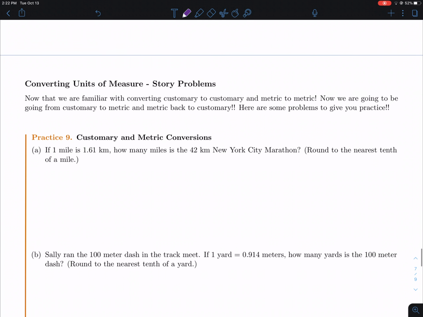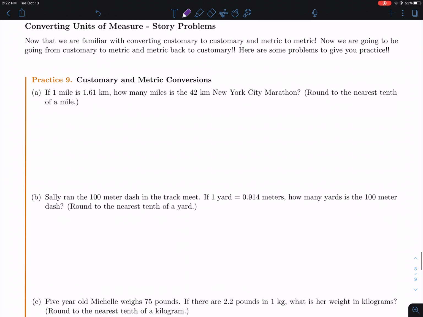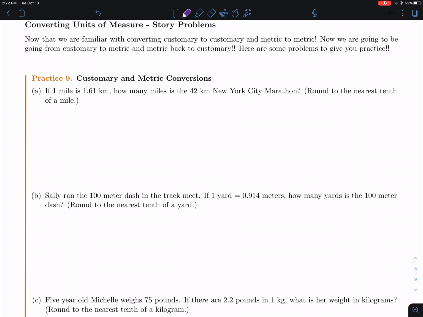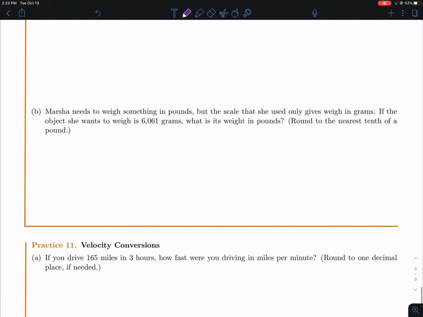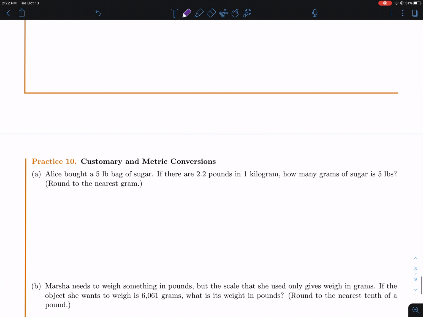And so once we're done with that, there are some little story problems for you to work on. In this case it's actually going from customary US to metric, so we'll get to practice a little bit of that conversion. And then I think the last couple practice ones are related to velocity, like miles per hour into miles per minute, miles per second, that kind of stuff. So it's a lot of unit conversions today. Hopefully you do all right on it. If you get stuck on any of them, definitely let me know so I can help get you in the right direction. Otherwise, good job, everybody, and I will talk to you tomorrow.